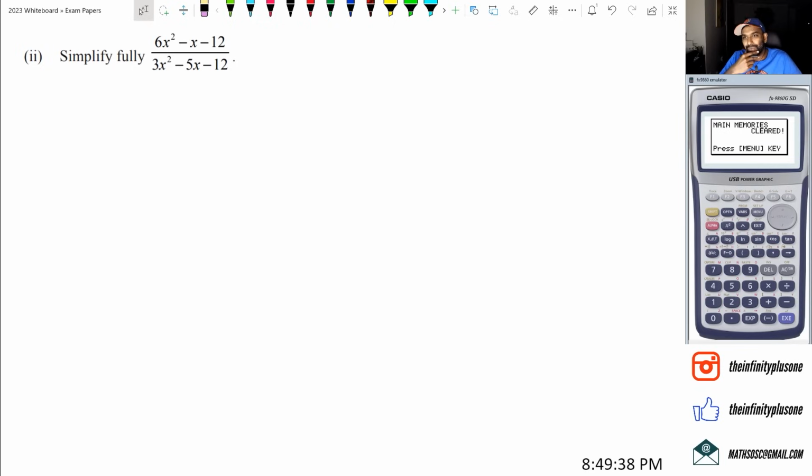Okay, so when we see this type of question, the first thing you've got to realize is that you've got to factorize the top, factorize the denominator, and cancel out the common factors.